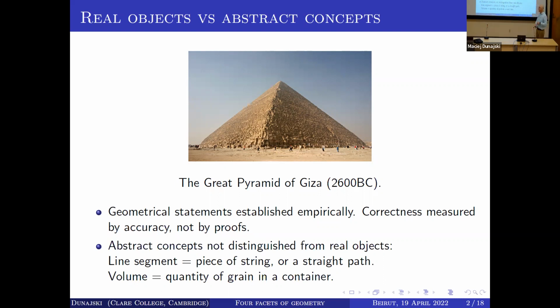So a line segment would represent a piece of string between two pegs or a straight path between villages. And when one talked about the volume, or a way of computing it, one would probably have in mind a quantity of grain in some container. So it's fair to say that it was the Greeks who made geometry abstract and formulated statements we now call theorems, which they went on to prove.